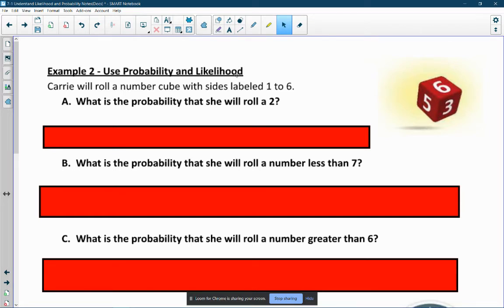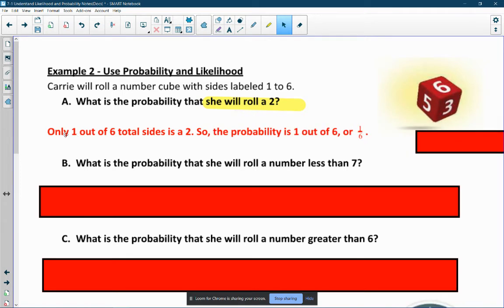So we just want to answer some questions about what is the probability of different outcomes. What's the probability that she will roll a 2? So this is an outcome. Well, I think we all know how many sides on a dice have a number 2 on them, just 1. So we can say only 1 out of 6 total sides is 2. So the probability is 1 out of 6, or 1/6. Boom, that's our answer. What's the probability? 1 out of 6, or 1/6.